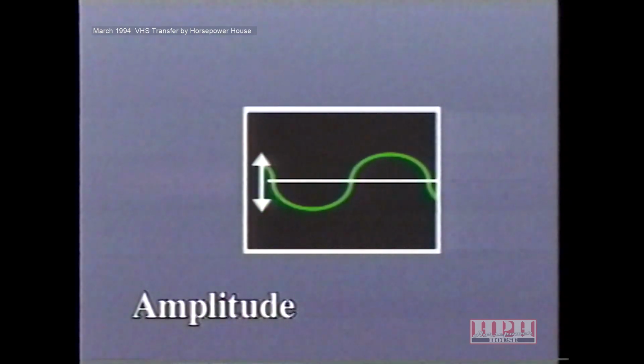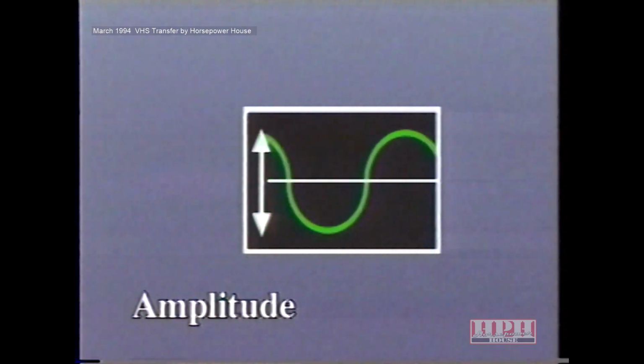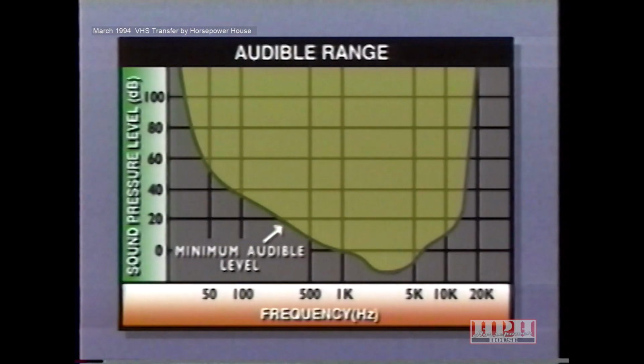Amplitude refers to a vibration's intensity. Seen here, amplitude is the total distance between the top and bottom of the wave. As the amplitude increases, so does the intensity or volume, as long as it can be heard by the human ear. Humans can hear sound which falls within these sound intensity and frequency ranges.